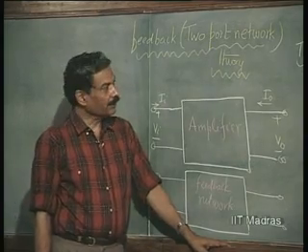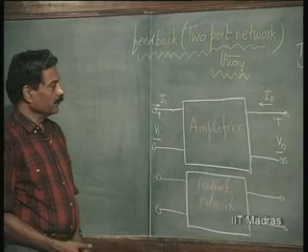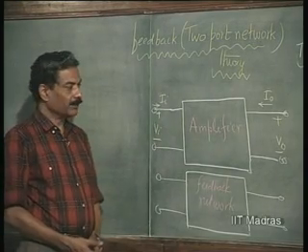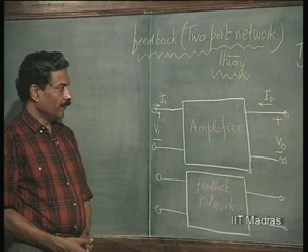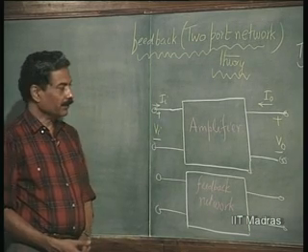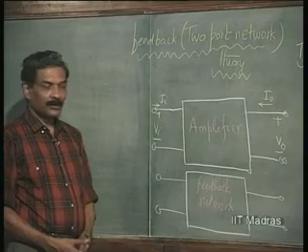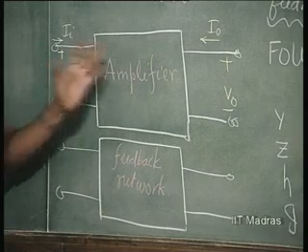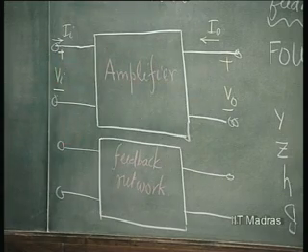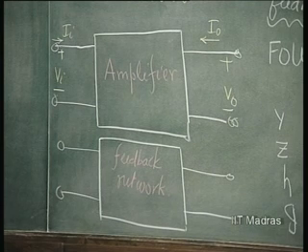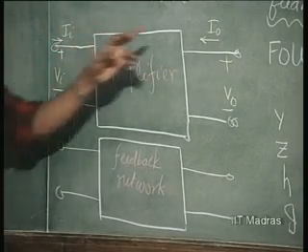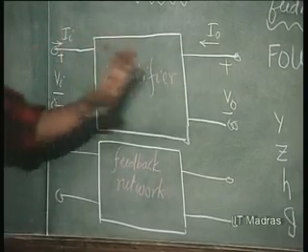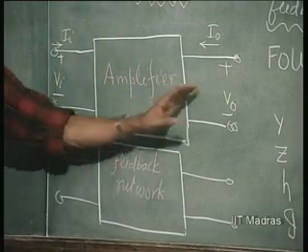Let us now consider the two-port network that we had earlier used for discussing amplifiers. We said an ideal amplifier has two ports, input port and output port, and can be categorized as belonging to 4 types of control sources: voltage controlled voltage source, current controlled current source, voltage controlled current source and current controlled voltage source.